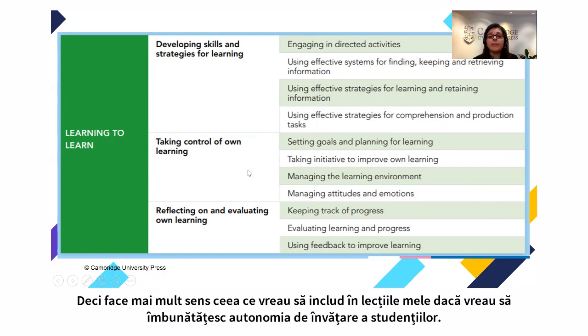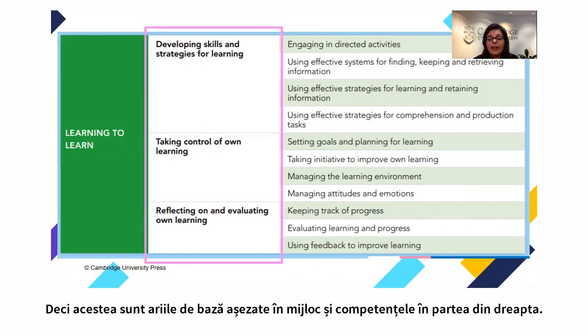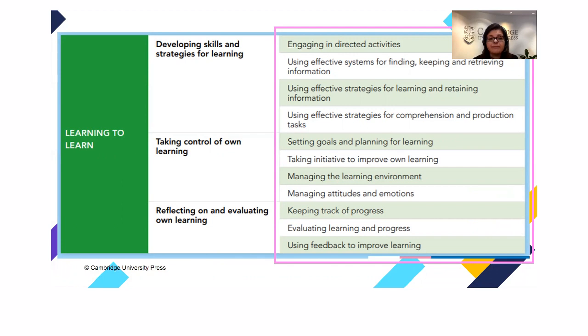So now I can be getting more of a sense of the kinds of things that I might want to be including in my lessons if I want to improve my students' learner autonomy. So yeah, these are the core areas, as I said, in the middle, and the competencies on the right-hand side.